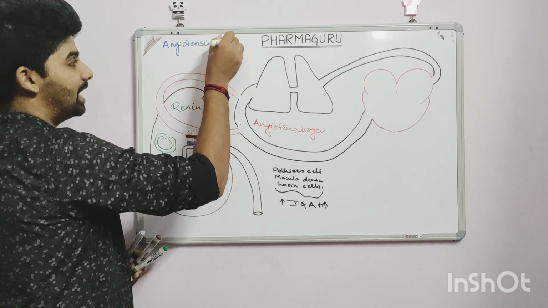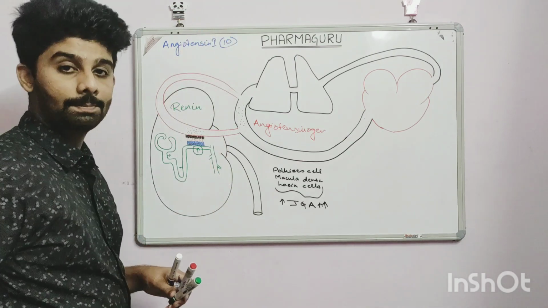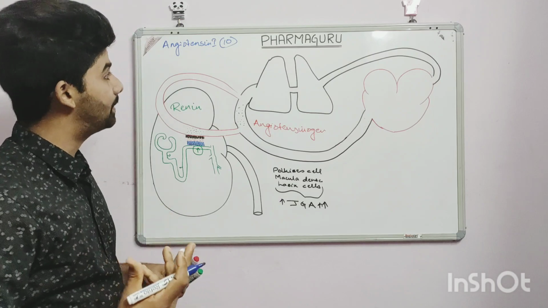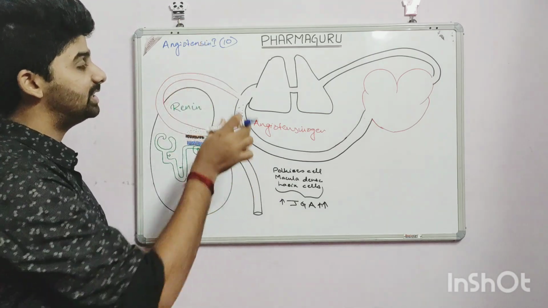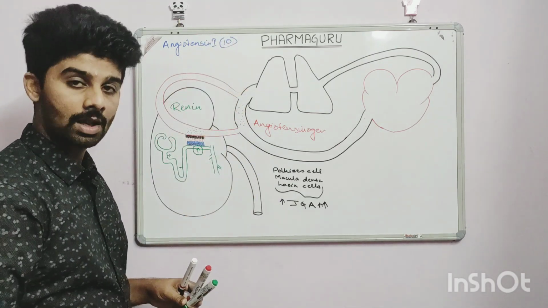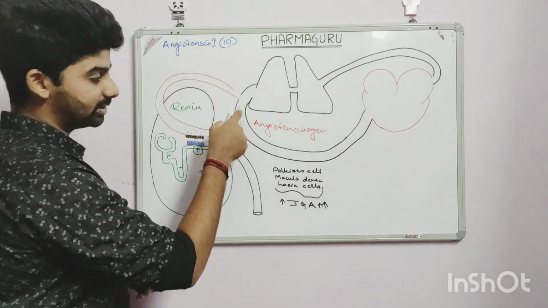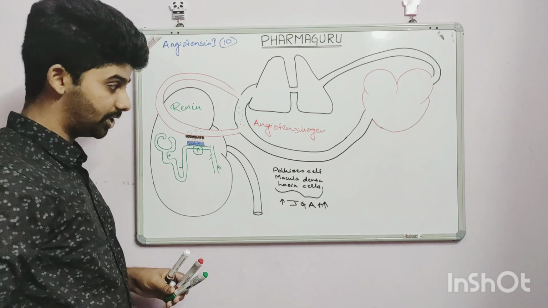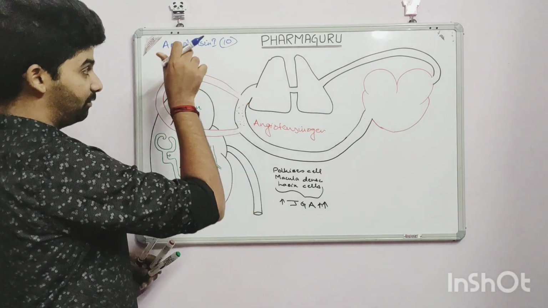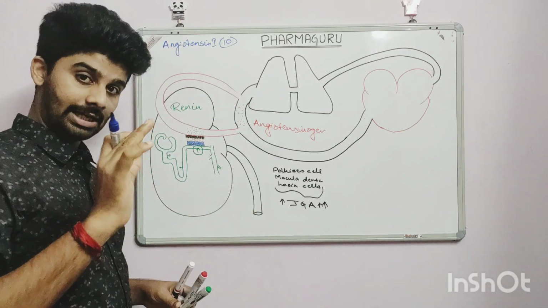This angiotensin 1 is a decapeptide. Why am I calling it a decapeptide? Because angiotensin 1 is made up of 10 amino acids. Fine. Renin is released by the kidney, which comes in contact with the angiotensinogen already present in the systemic circulation and converts it into an active molecule, that is angiotensin 1, which is a decapeptide.